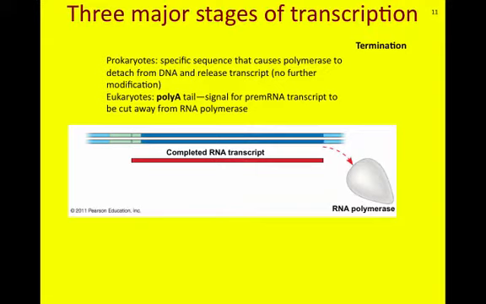However, eukaryotes contain a poly-A tail, and this is the signal for this pre-mRNA transcript, this primary transcript, to be cut away and removed from the RNA polymerase.